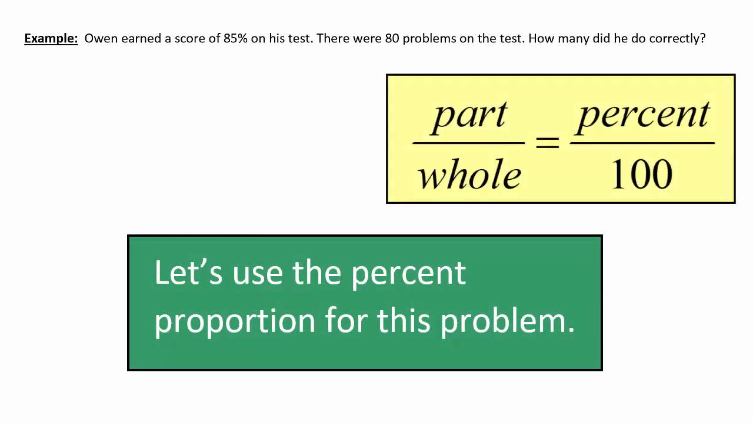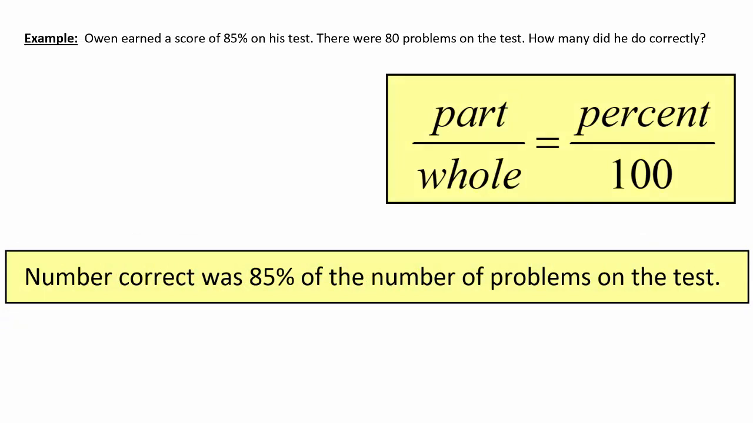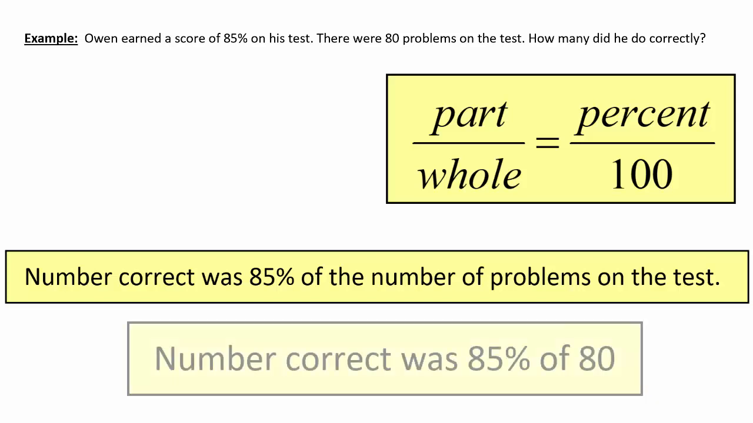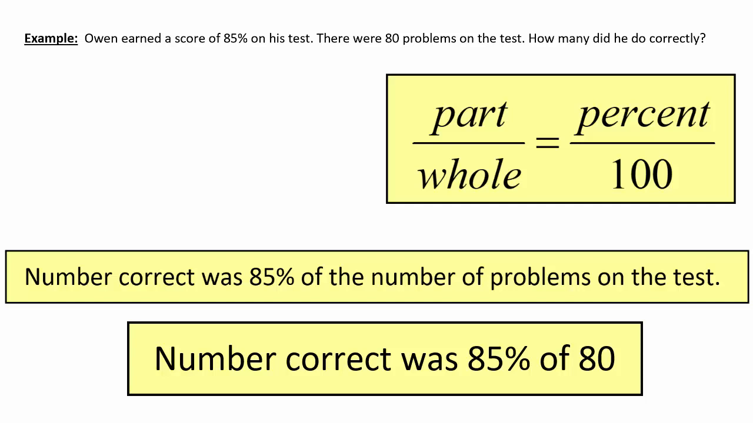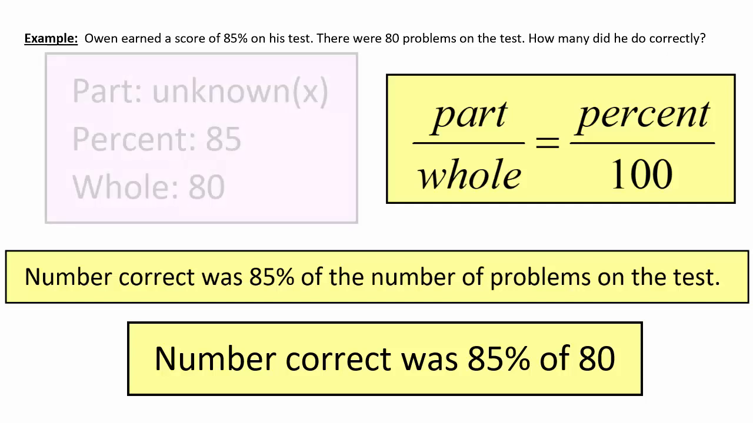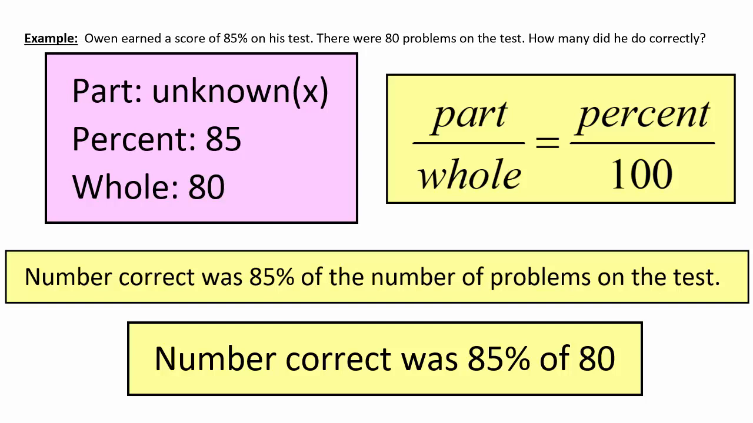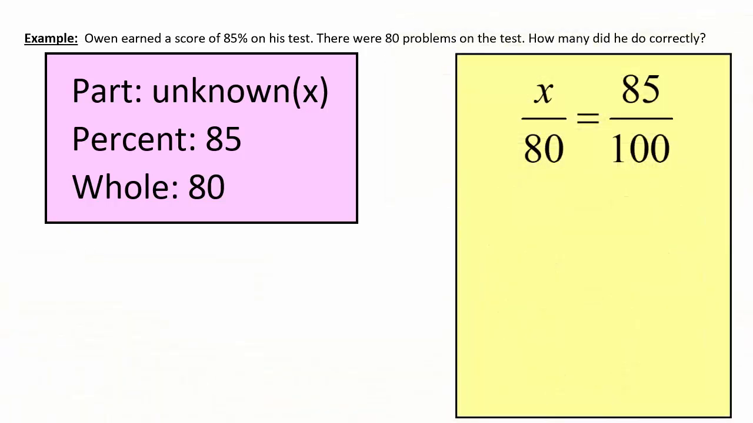Let's rewrite it. The number he got correct was 85% of the total number of problems on the test. So the number correct was 85% of 80. Part is the unknown, that's our X. Percent is 85, and the whole is 80. So X over 80 equals 85 over 100.